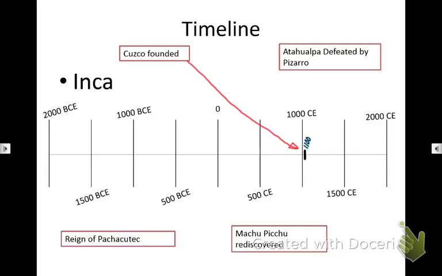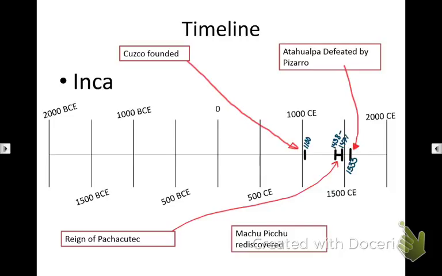The next event talked about in our timeline was the reign of Pachacute. That was between the years of 1438 to 1471. Our next event on the timeline was in 1533, when the Incan ruler Atahualpa is defeated by Spanish under Pizarro and is killed. If you remember the story, Pizarro tricked Atahualpa and therefore ended up killing him in the end.